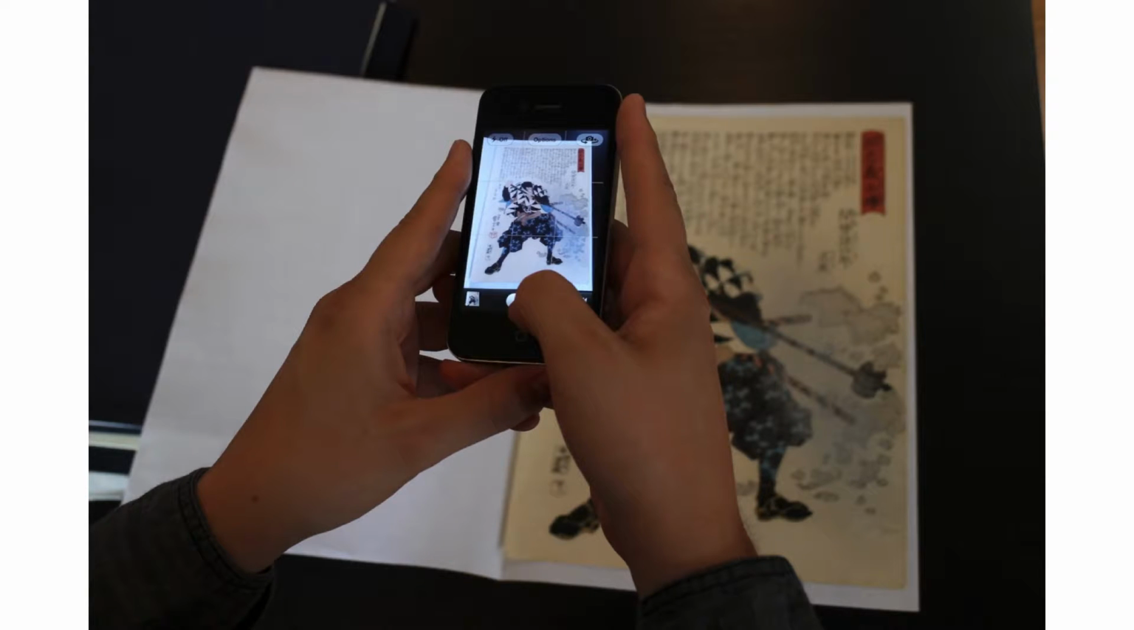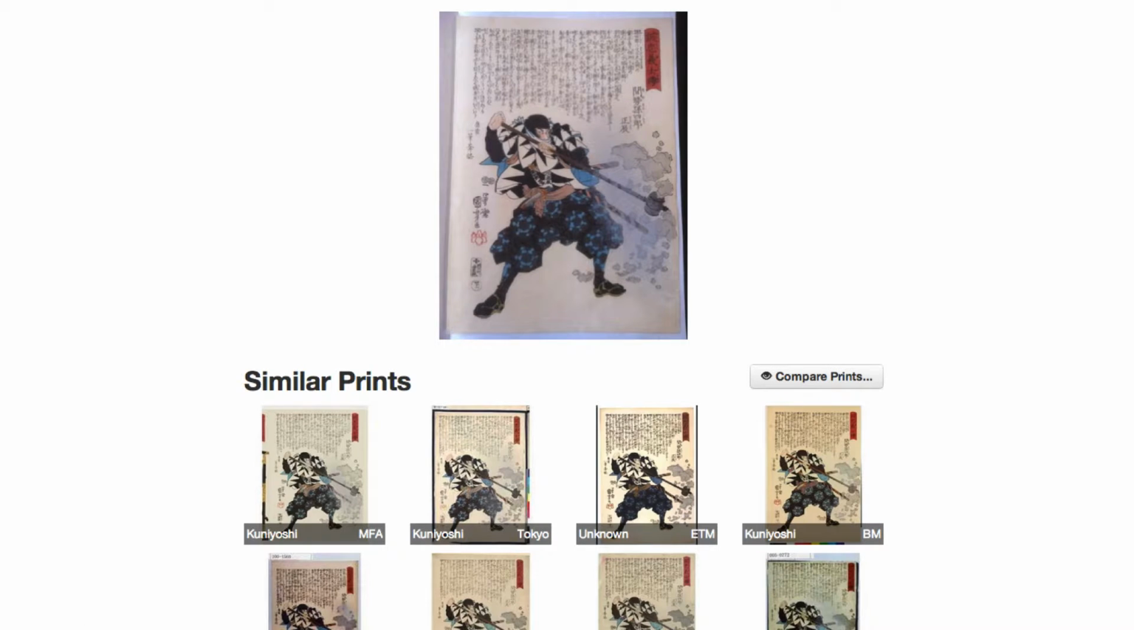So I have it so that you can take a photo with your phone or a camera or any other device, and upload it to the website, and you can get back images of the same print from different institutions. So in this case, this is a photograph of a print I took with my phone, and you can see all these other copies in other institutions around the world.